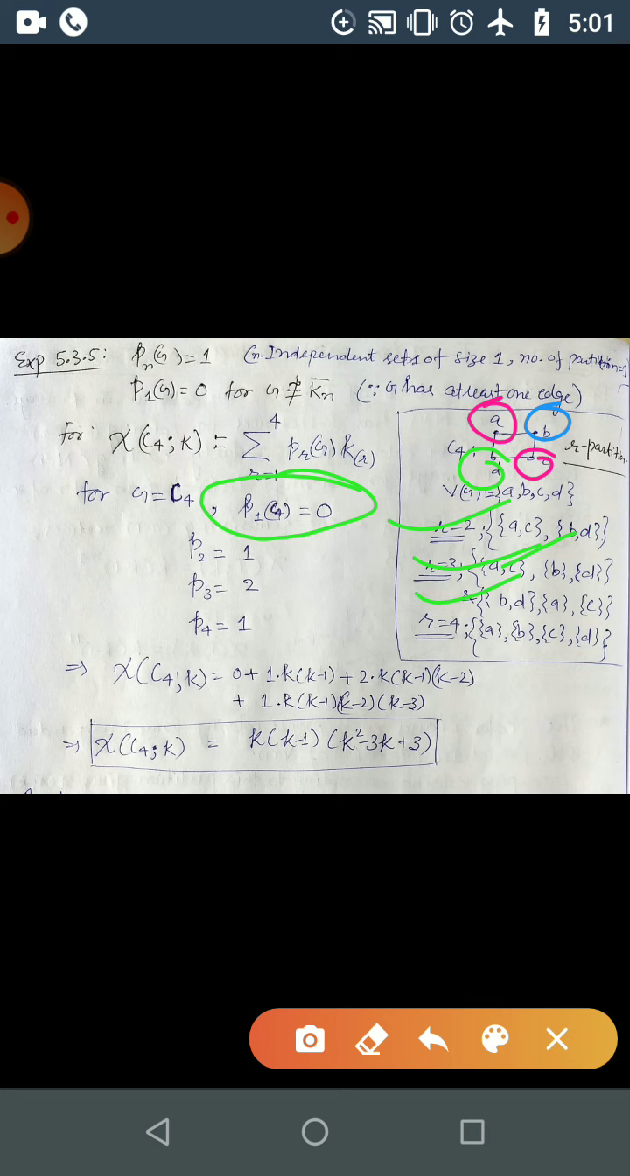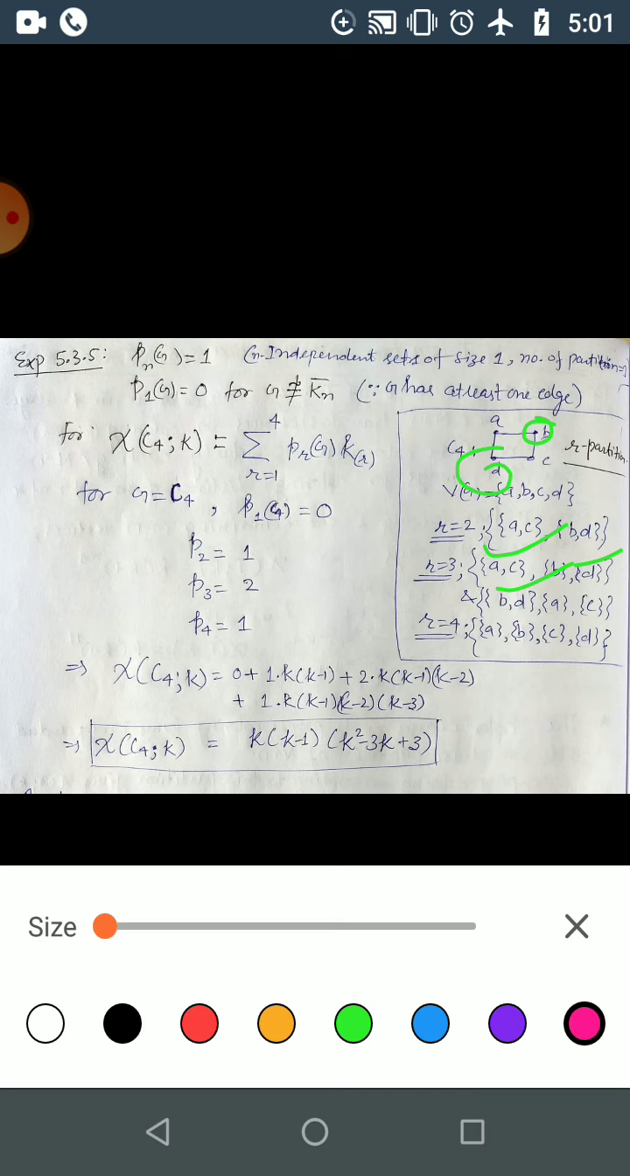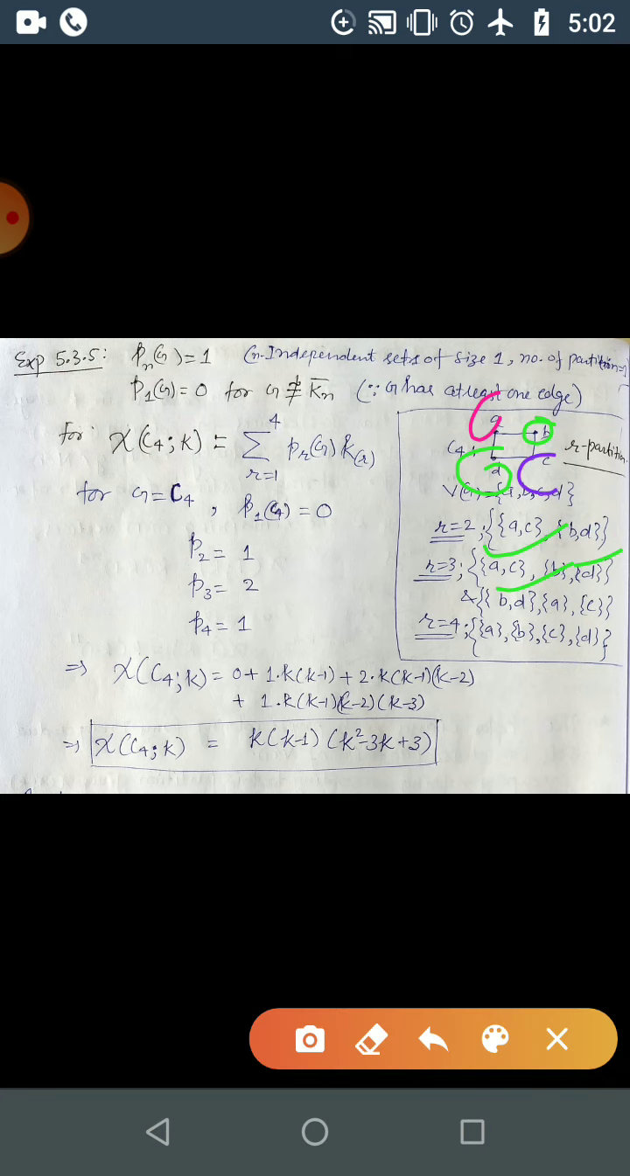So here A and C are going to this one and B and D are going to this one, and A and C in different, while in the above one it is B and D in different, correct? So how many ways are there corresponding to 3 partitions, or you can say 3 classes? There are 2 ways, correct? So the number of partitions into 3 sets is 2.